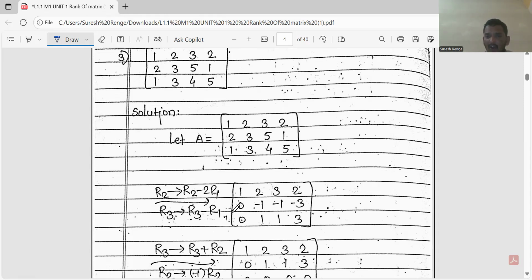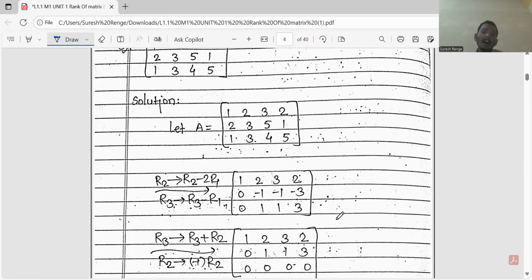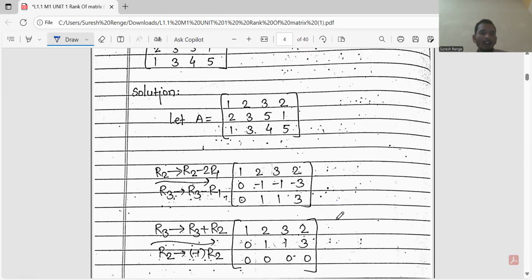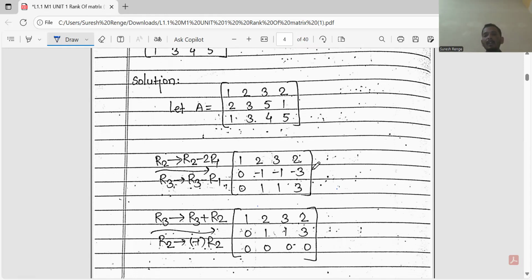Now let us observe row number 2 and row number 3. What is your observation? The rows are exactly the same but with opposite signs. Now we want to do these operations: change in R3, R3 plus R2, and change in R2, minus 1 times R2. There is no change in R1, therefore we write R1 as it is. R2 becomes this: if you multiply R2 by minus 1, the signs become 1, 1, 3.